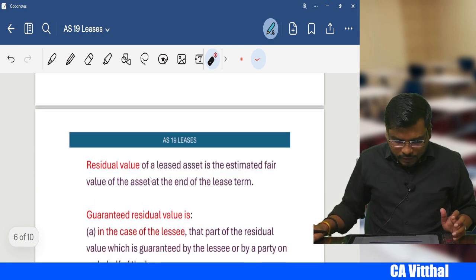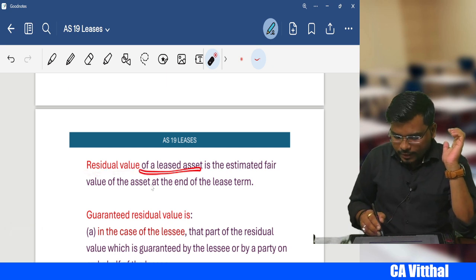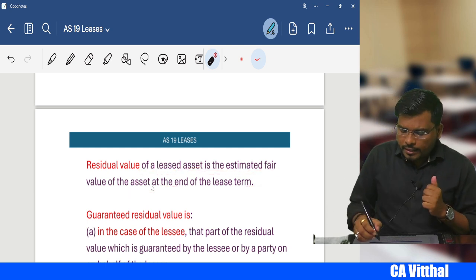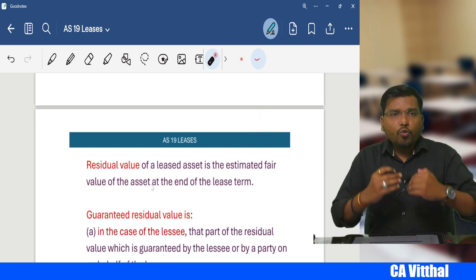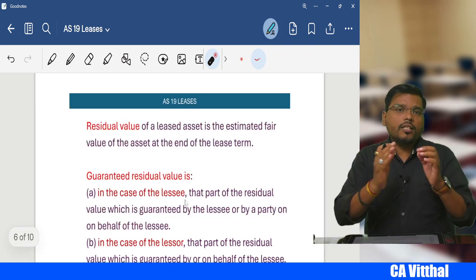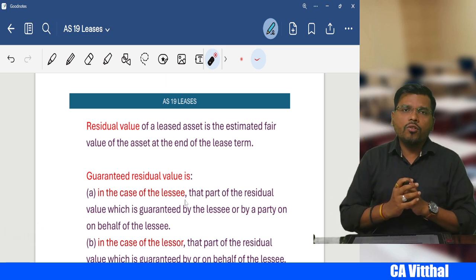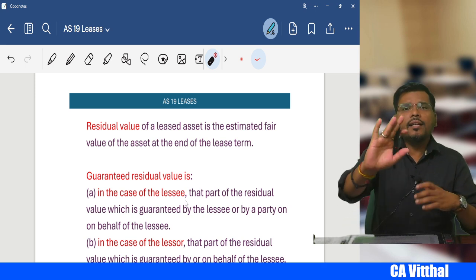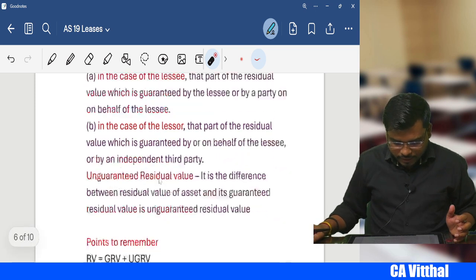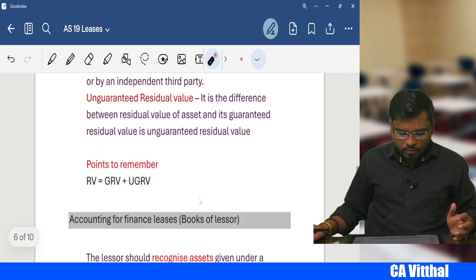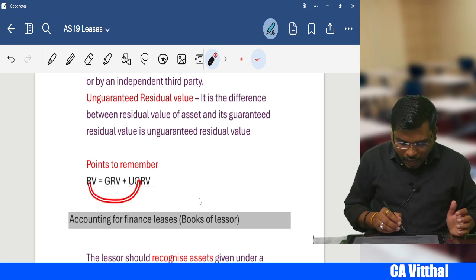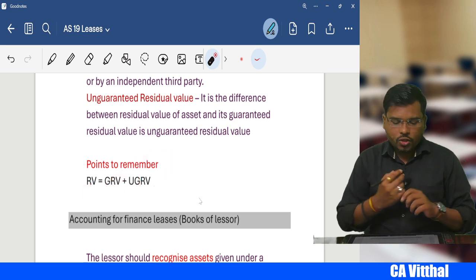Next, after that, my dear student, what is residual value? The residual value of the lease asset is the estimated fair value of the asset at the end of the lease term. That means, suppose the lease term is 5 years, at the end of the 5th year, at what price can the asset be sold? That is called residual value, right? So residual value consists of two things: guaranteed residual value and unguaranteed residual value. Guaranteed residual value is the value which is guaranteed by the lessee. Unguaranteed means it is not guaranteed by the lessee, for example a third party, right? So guaranteed residual value we have discussed. Unguaranteed residual value is nothing but the difference: residual value is equal to guaranteed residual value plus unguaranteed residual value, so the difference between residual value and guaranteed residual value gives us the unguaranteed residual value, right?